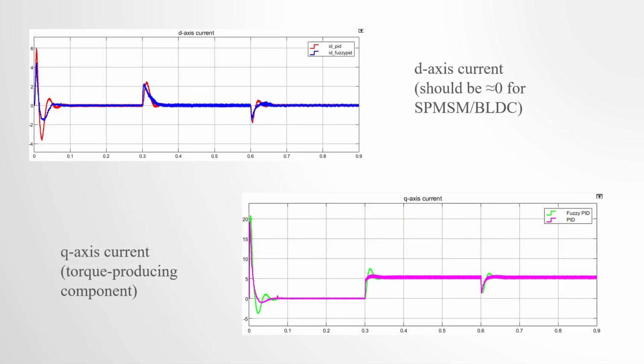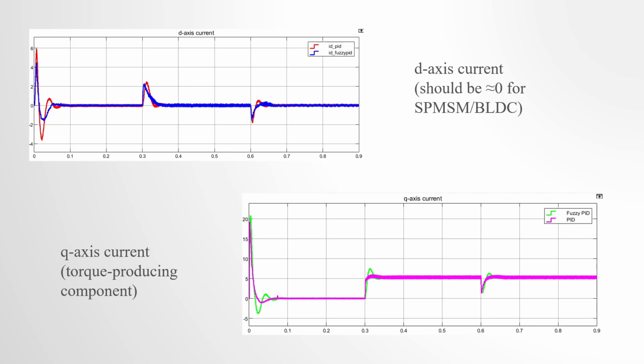These two graphs represent the current along the d-axis and the current along the q-axis. The d-axis current should be close to zero for a surface-mounted BLDC. In our results, both controllers keep Id around zero, and the fuzzy PID shows smaller spikes and a faster return at both the load step and the speed step down.